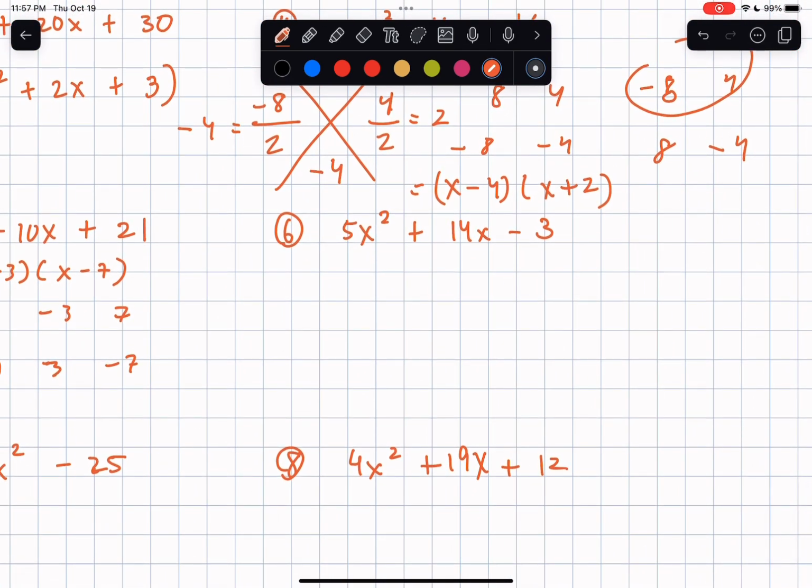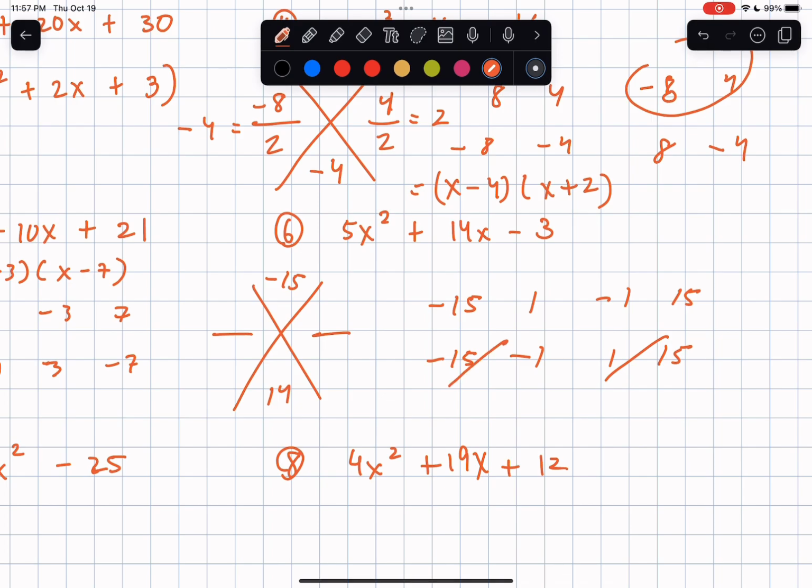Now let's do this one. So again, we use the cross or x method. Do 5 times negative 3 is negative 15. Put 14 on the bottom. And the ones that add up would be negative 15, 1, negative 15, negative 1, negative 1, 15, and 1 and 15. So obviously this one doesn't work, and this one doesn't work, right? So it must be negative 1 and 15, because 15 minus 1 is 14.